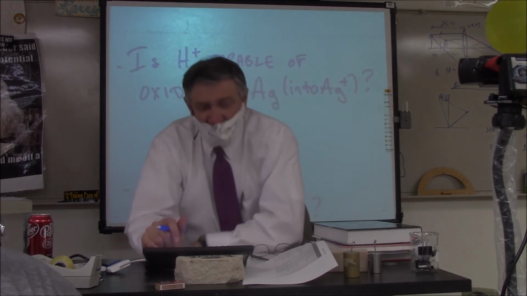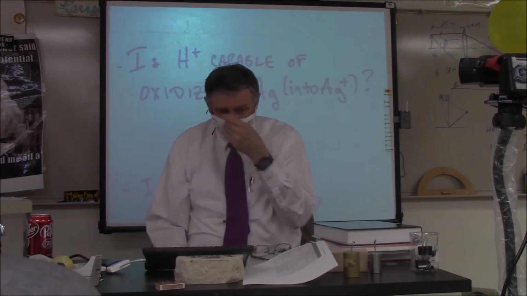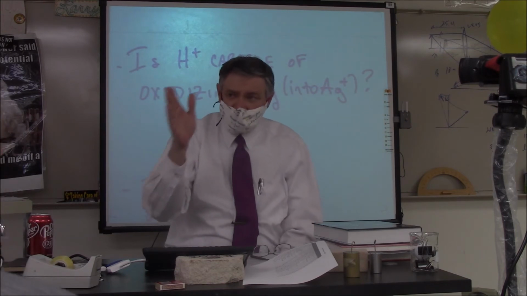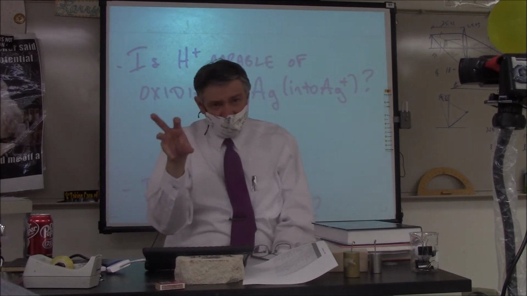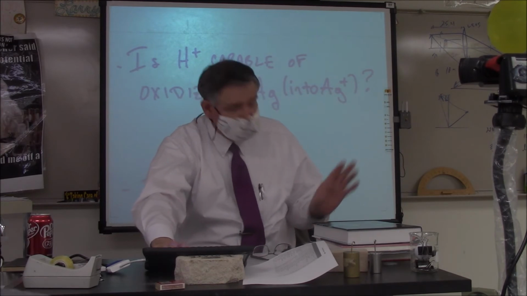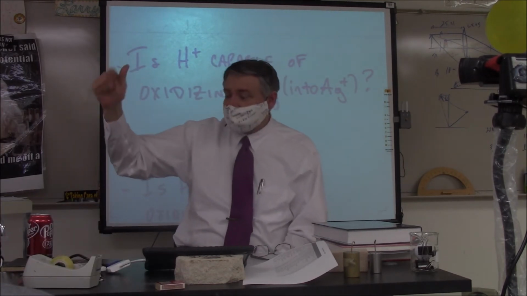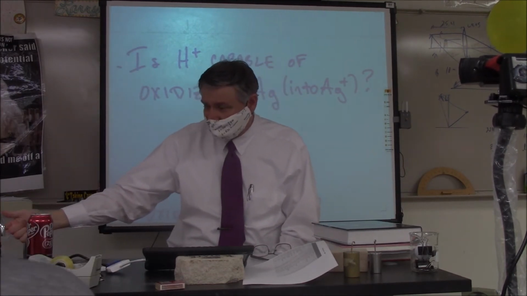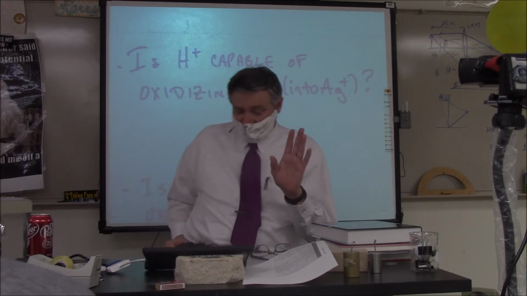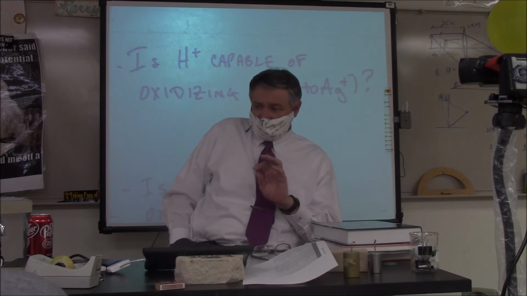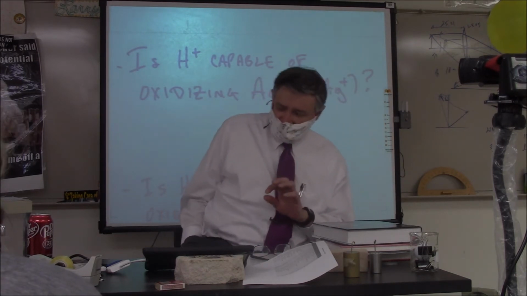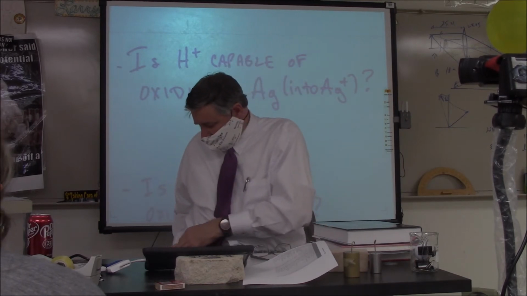So let's say I gave you this question. Basically, are hydronium ions capable of oxidizing silver? Now, typically how this plays out, they stop it with the silver part. But it's implied that it's going to turn into Ag+. So here's the situation. If I take a chunk of silver, maybe silver I've got in my pockets.